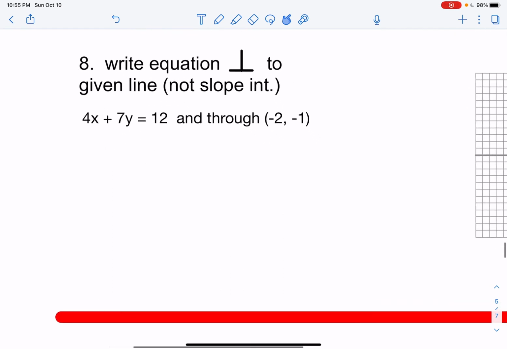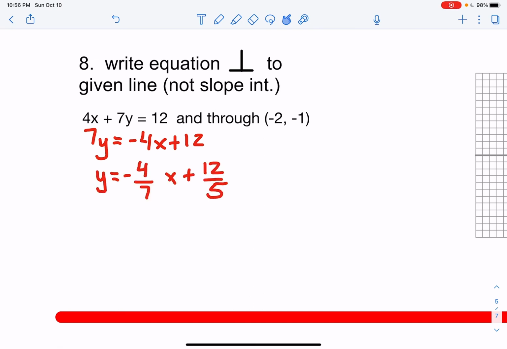Last one says write an equation perpendicular to this. So again, I don't have it in a form in which I already know the slope of the line. So I need to put it in a form that allows me to find the slope. So I'm going to get y by itself and find the slope that way, putting it in slope-intercept form. So I go 7y equals -4x plus 12, because I subtract 4x from both sides. And then I'm going to go y equals -4/7 x plus 12 after I divide everything by 7.